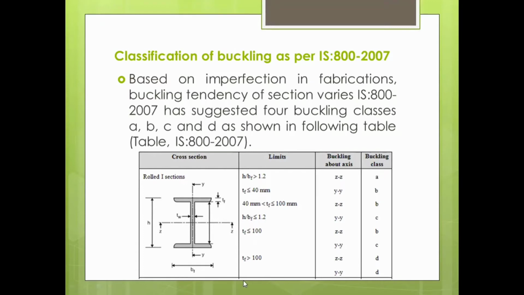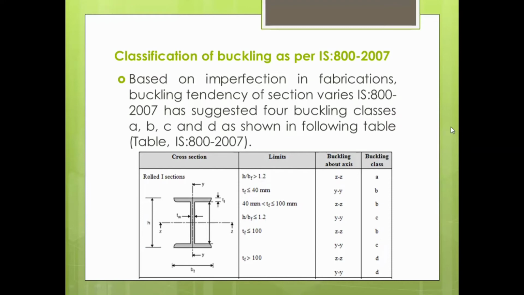class C. If thickness of flange is more than 100, then along ZZ, if the buckling is about the ZZ axis, section classification will be class D. And for the YY axis, same thing. So this is for rolled I sections.